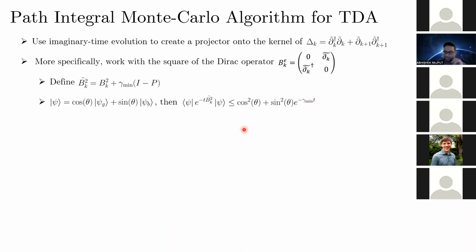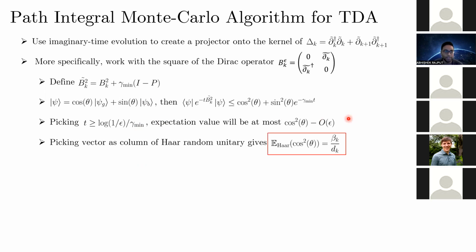T over here is the time evolution parameter. And so the idea is if you pick t greater than log 1 over epsilon over gamma min, epsilon being the error, then the expectation value will be at most cosine squared theta. So if you pick these vectors as columns of a Haar-random unitary, and you take an average over all these cosine squared theta values, you get an answer that's the dimension of the kernel of this combinatorial Laplacian over the dimension of the entire K-simplex space, which is what these two numbers beta k and dk mean.